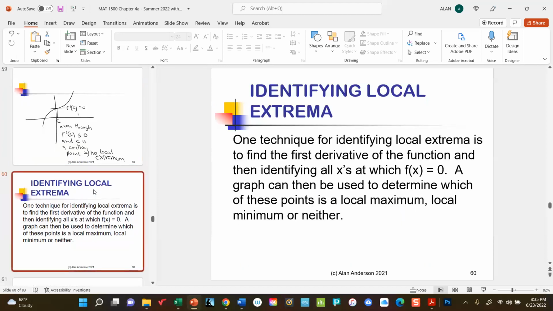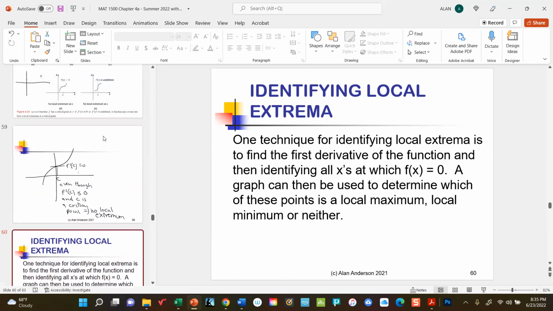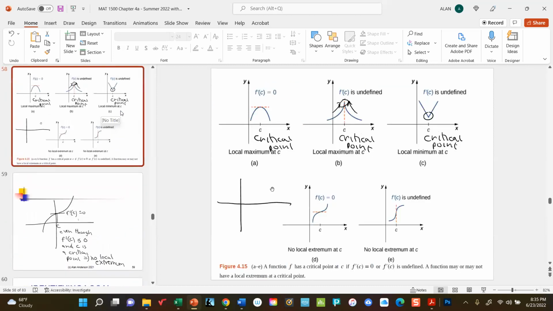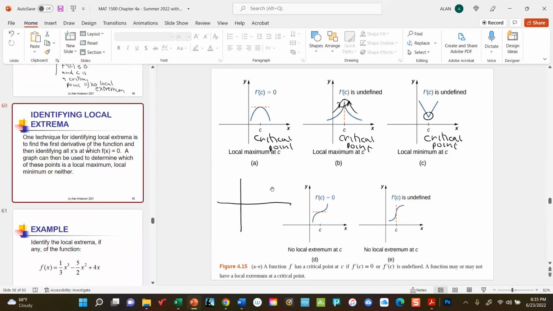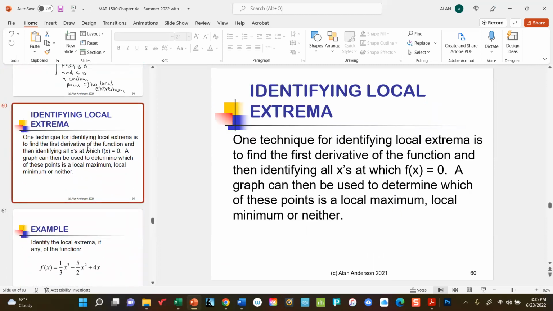All right, now, most of the time, what we're going to try to do in these cases is take a function and try to figure out where the local extrema are, if they exist. So we either want to find out where they are, if they exist, or if they don't exist. And by the way, this is something that can be done in many different ways. We're going to start with a very basic approach.